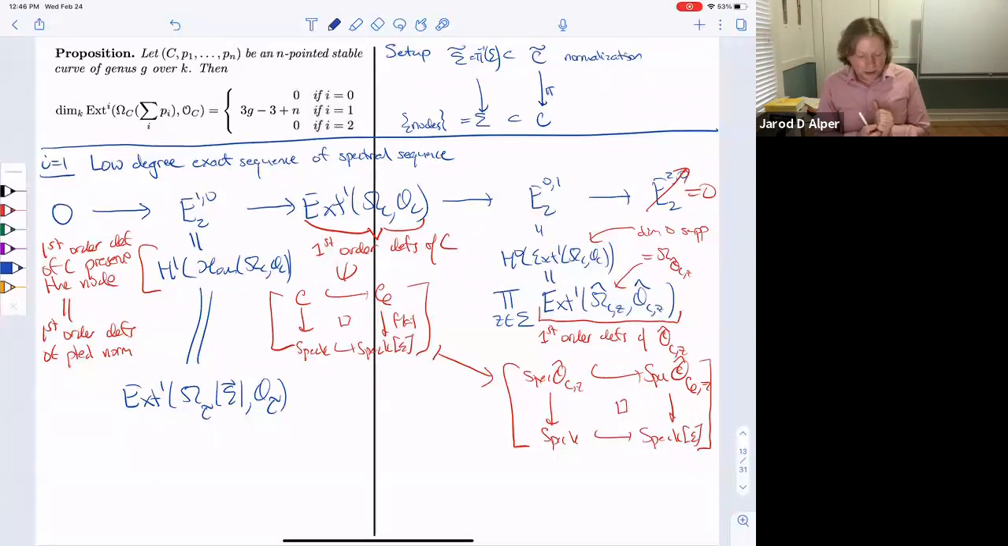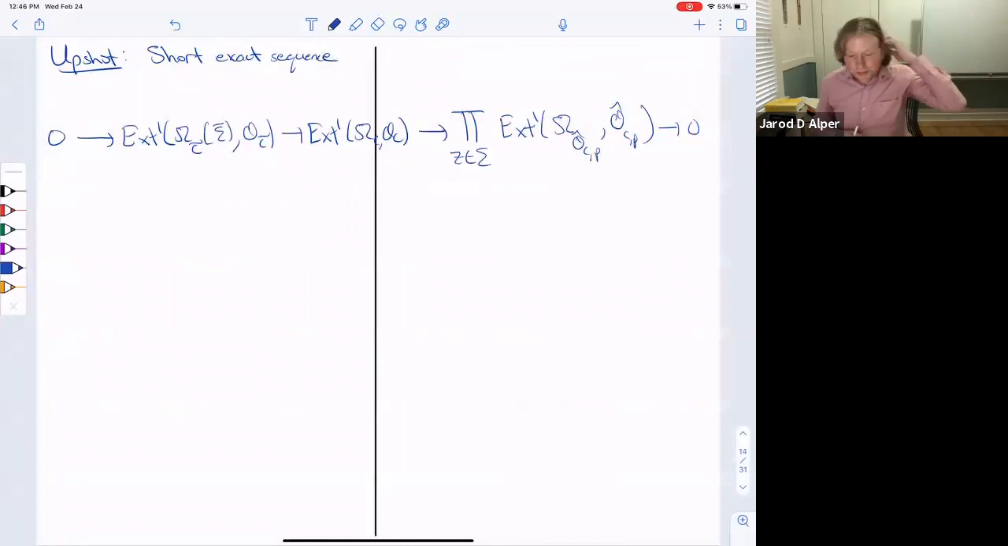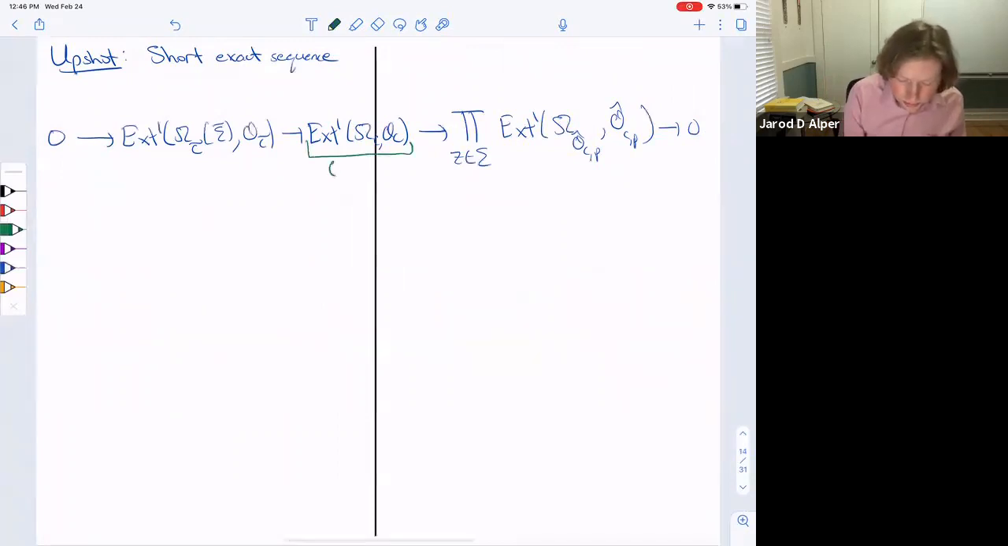And now to wrap up, the upshot here is I have a short exact sequence, just keeping the most important terms. And my goal is to compute this dimension. And the way I do it is by computing the two terms. Let's first start with the right-hand side.